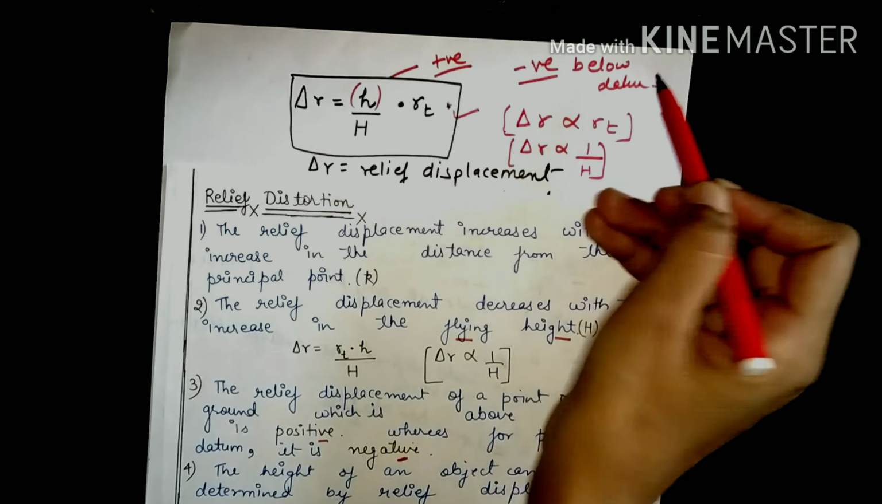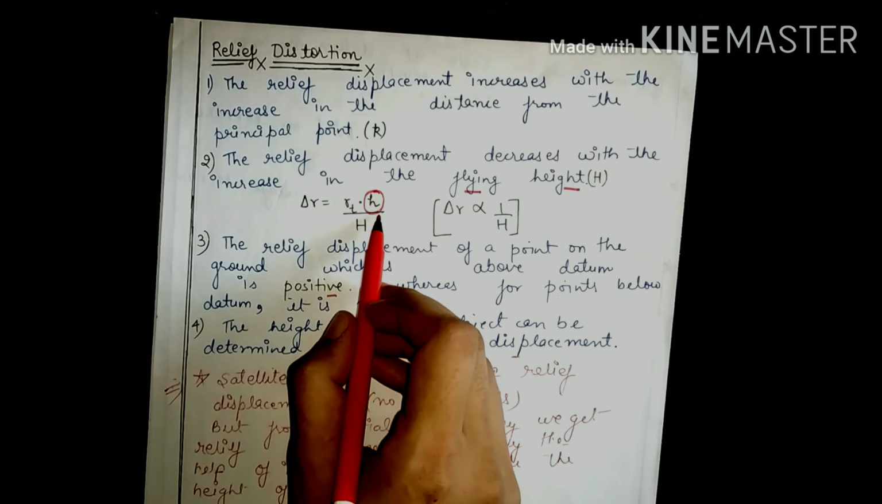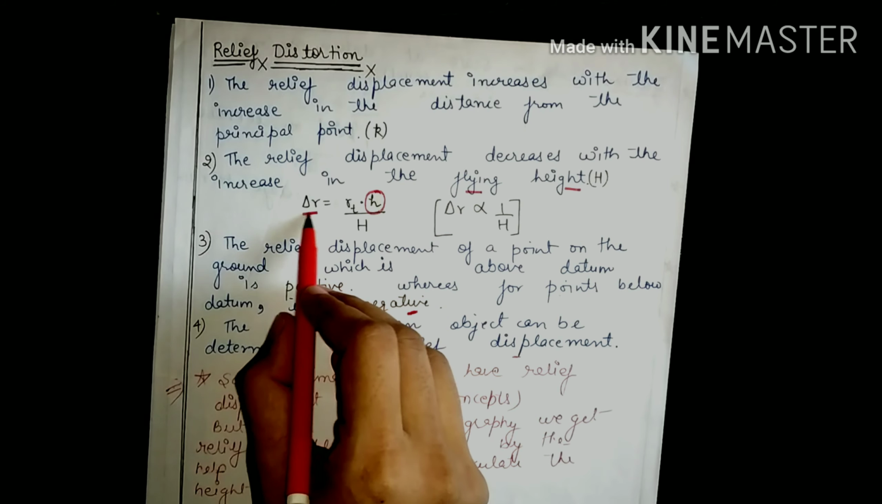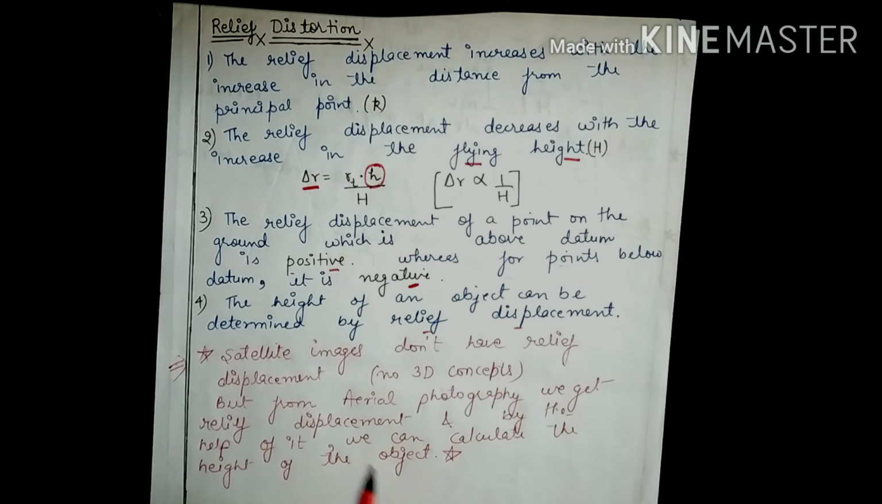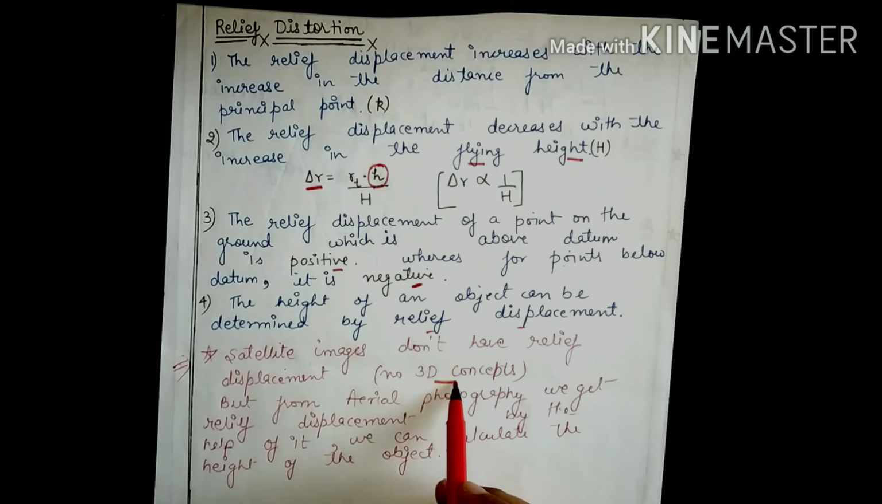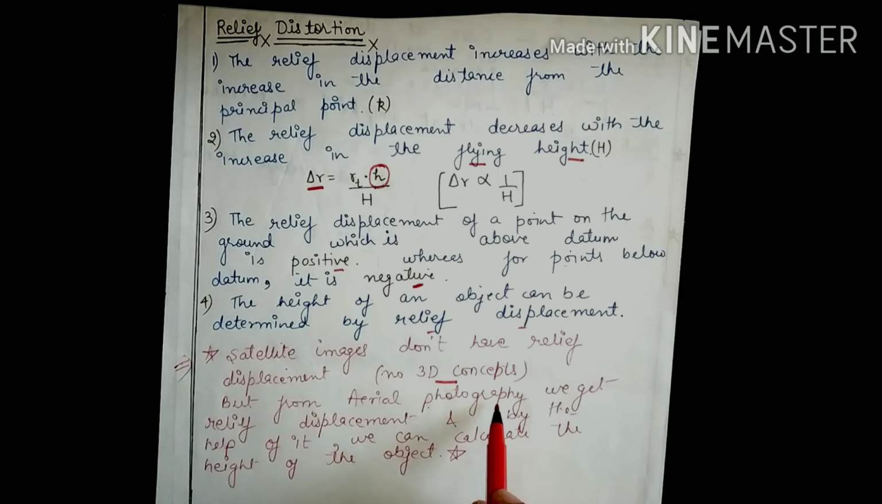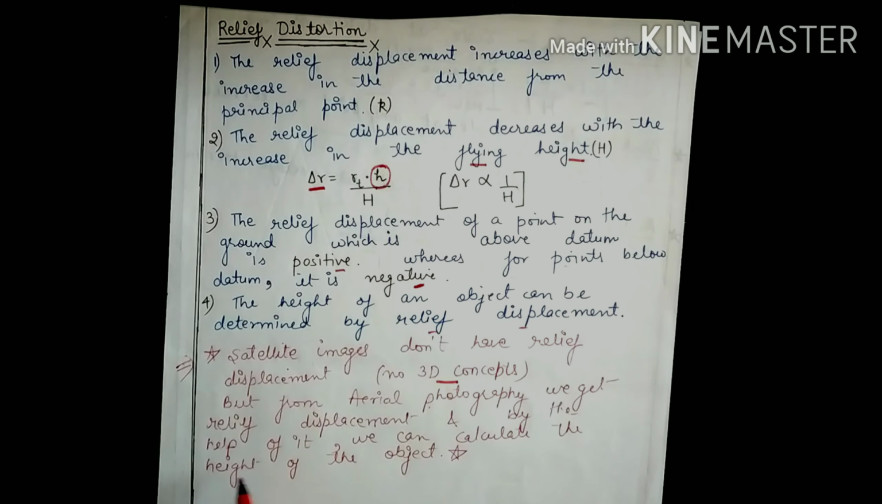Okay, the height of an object can be determined by relief displacement. If we know the relief displacement, we can find out this height also. Now note this point, satellite image doesn't have relief displacement, no 3D concept. But from aerial photography, we get relief displacement, and with the help of it, we can calculate the height of the object.